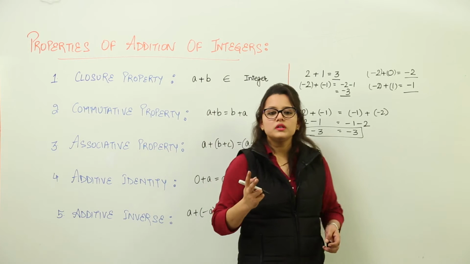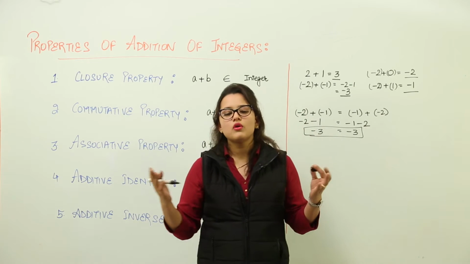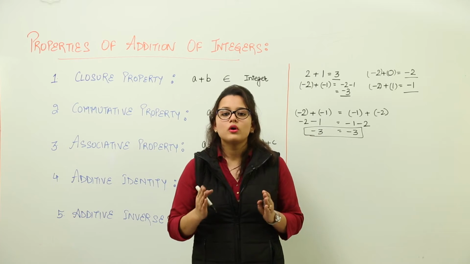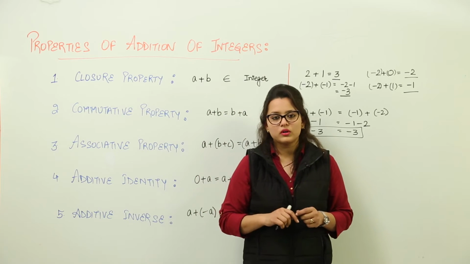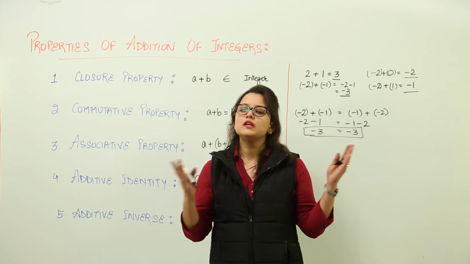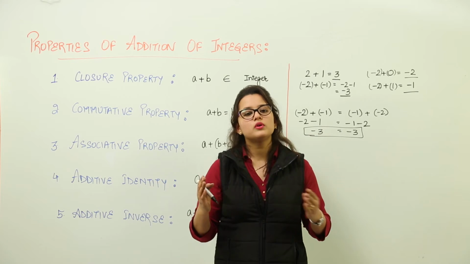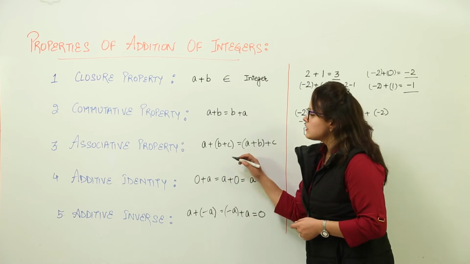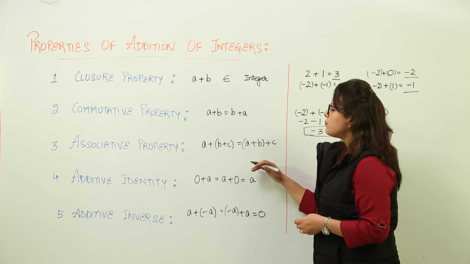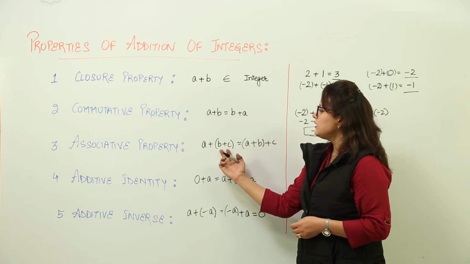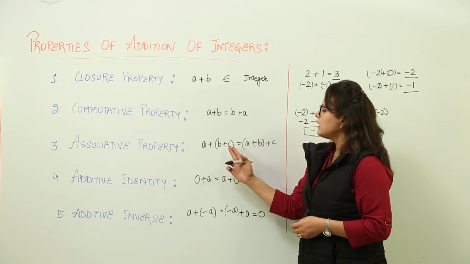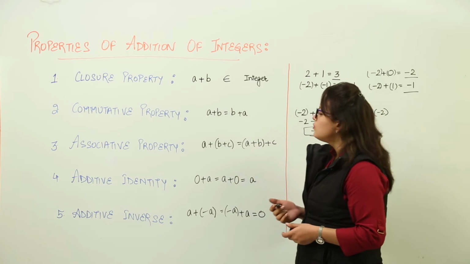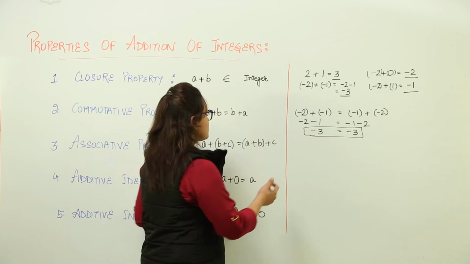So for any two integers addition or any 3 or 4 integers addition, the order of addition is not important. That means you can add up any two integers first and keep on adding the rest of them step by step. The next is the associative property. Associative property tells us to add any two integers first and then add the third one, as I just told you. So let us check for this one also.